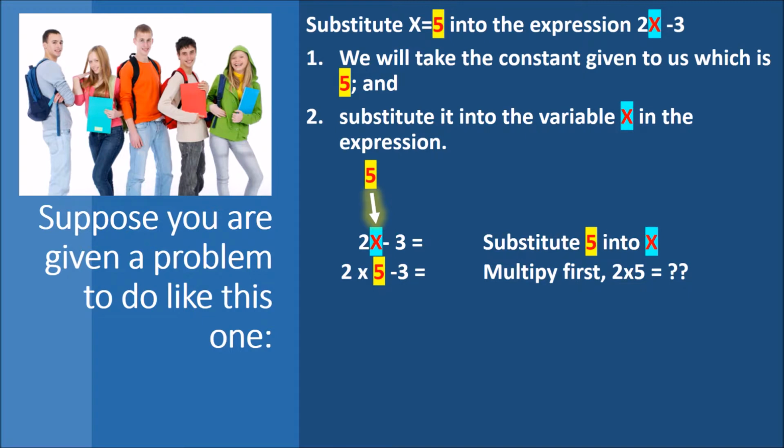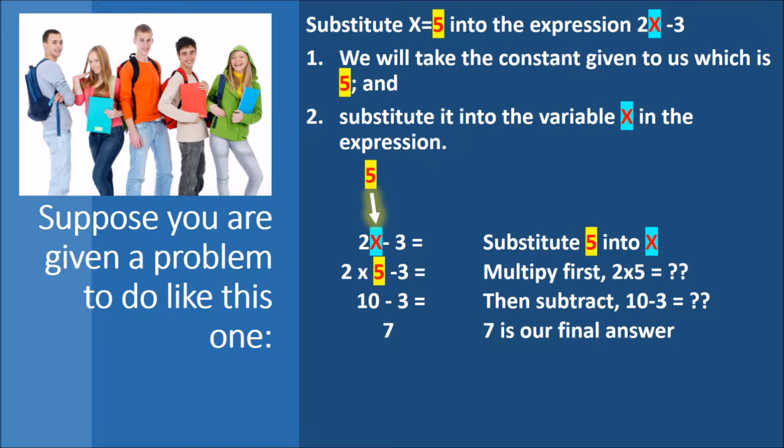So I have multiplication and I have subtraction. So multiplication always comes before subtraction and addition. So we're going to multiply first. So 2 times 5 is what? Right, it's 10. So I get 10 minus 3. And now I'm going to subtract. So 10 minus 3 is what? Correct, it's 7. So 7 is our final answer.